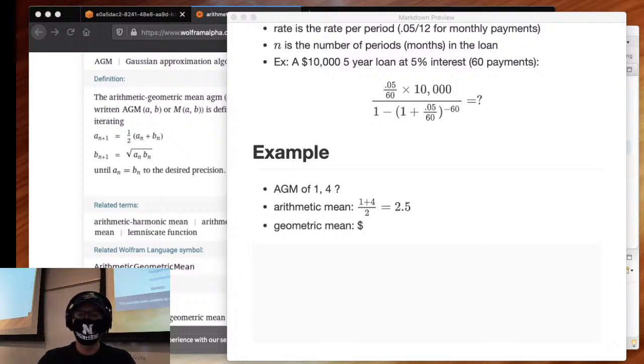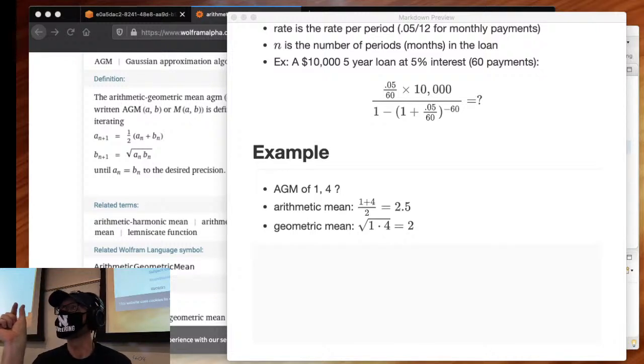We take the square root of 1 times 4. Sorry, LaTeX skills. There we go. Which is going to be 2. There we go, the square root of 1 times 4 equals 2. Now those are already very close, but they're not exact. They're off by about a half.